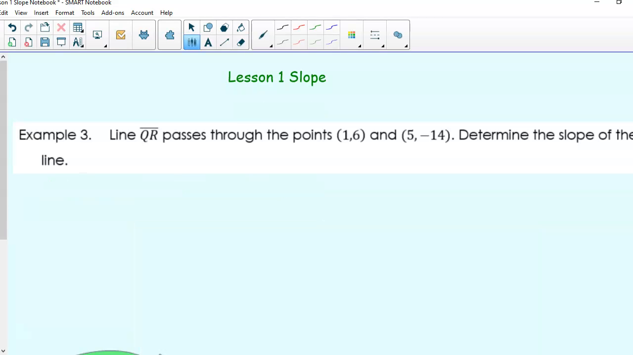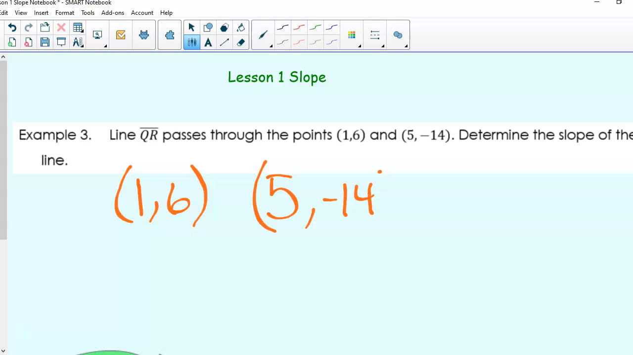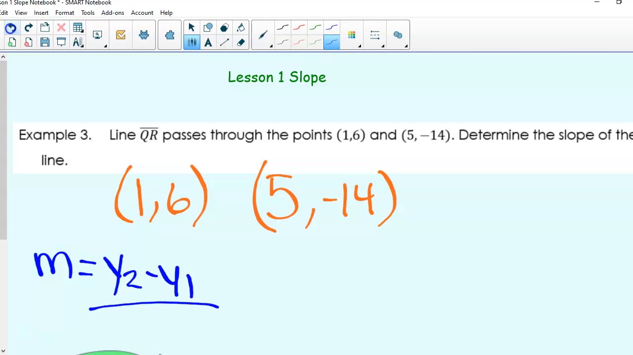Okay, the last method for finding slope is when you are given 2 points on a graph. The line QR passes through points (1, 6) and (5, negative 14). So I have (1, 6) and then (5, negative 14). What we're going to do is use our slope formula: m equals y2 minus y1 over x2 minus x1.